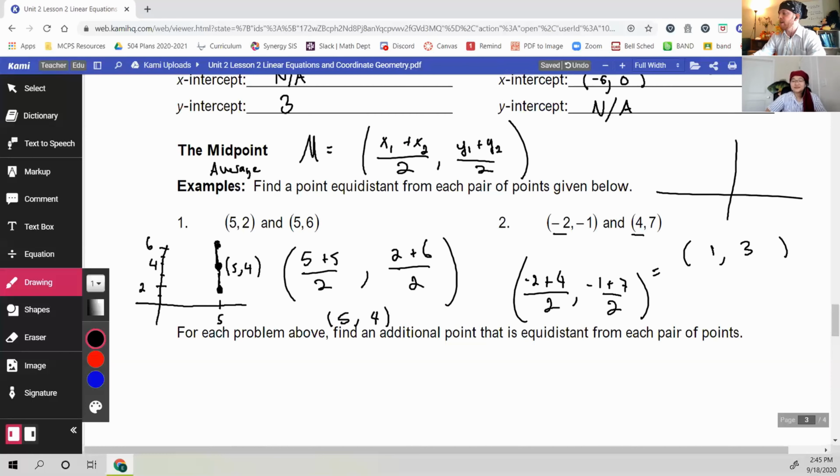And let's just verify it with a picture. (-2, -1), roughly there. This is a sketch, not a graph, a sketch. (4, 7) is up here. And you know what? (1, 3) definitely feels like the midpoint. The average point is how we find the midpoint of two points.